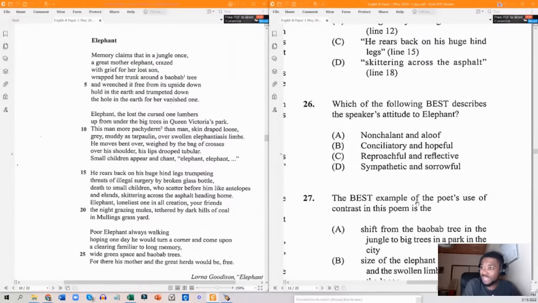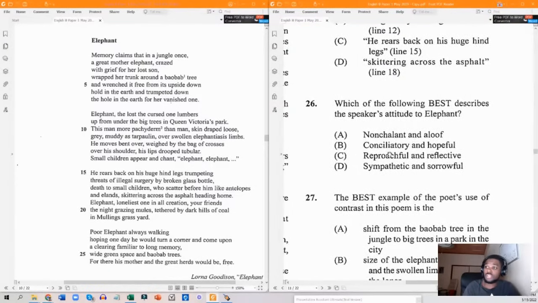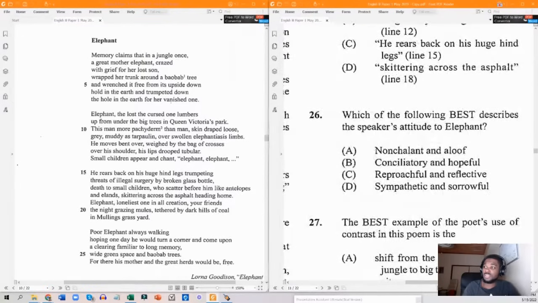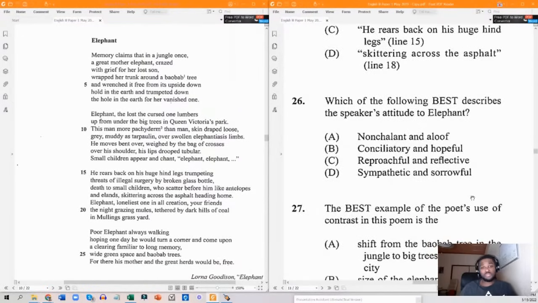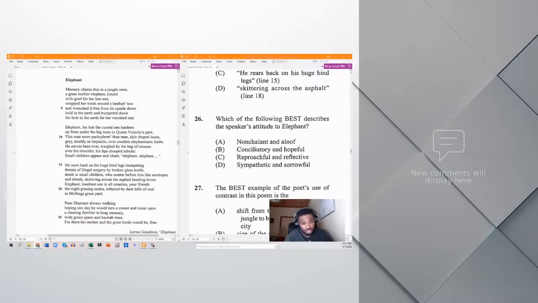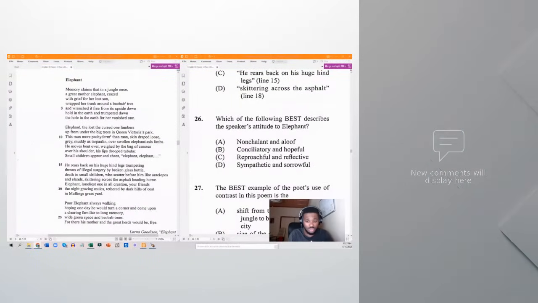26. Which of the following best describes the speaker's attitude to the elephant? This question is tough. It's a tough question. Do your best. The speaker's attitude. I see two Ds so far. Speaker's attitude.